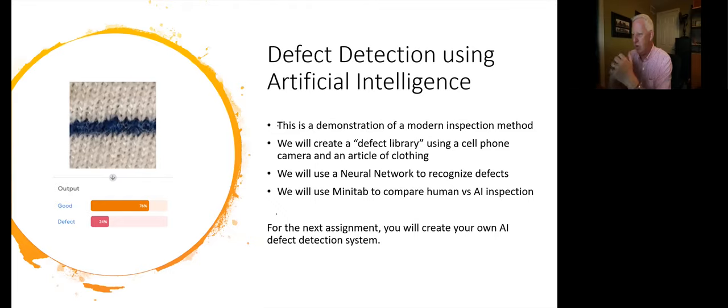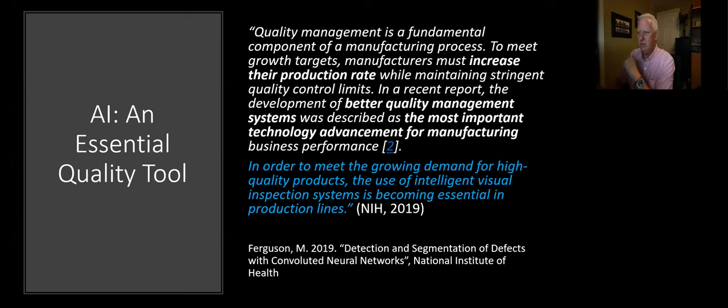We'll use a neural network to recognize defects. And then I'll drop my data into Minitab because this is a professional quality engineering course. So we'll actually take a look at the results mathematically and see how they look. And as I say, this will be your next assignment in this course.